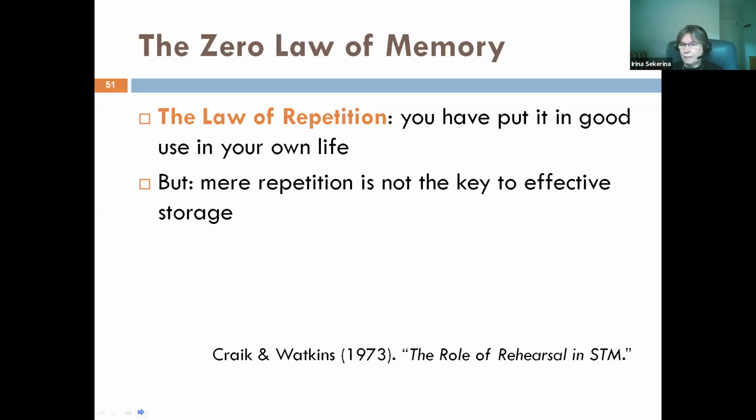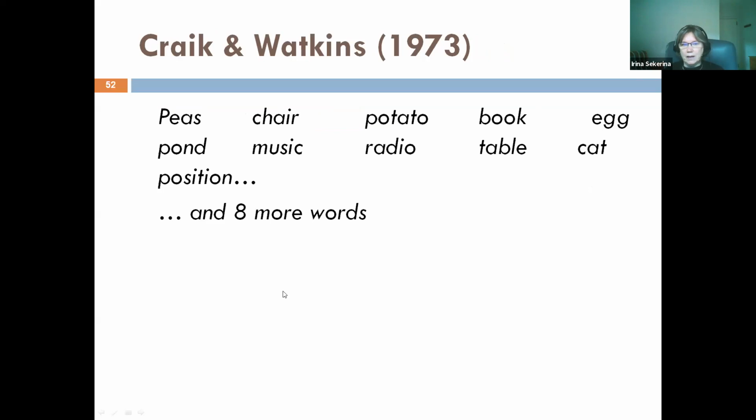So here is a very quick, very neat experiment from 1973, based on this idea that just plain rehearsal, that is repeating over and over and over again, does not work. This is what they did. They gave the participants a list of words, a verbal learning paradigm, and they said, your task is to remember the word that starts with the letter P. And as soon as you get one, forget the previous one.